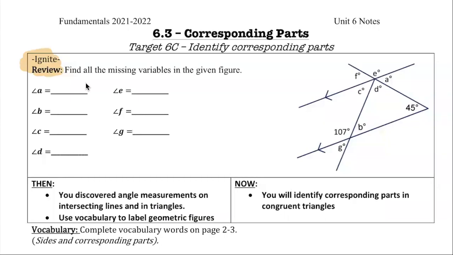All right. Hello, everyone. Today we're going to be talking about corresponding parts. But before we get into that, if you could please pause your video, I would love it if you would try this problem at the top of the page.